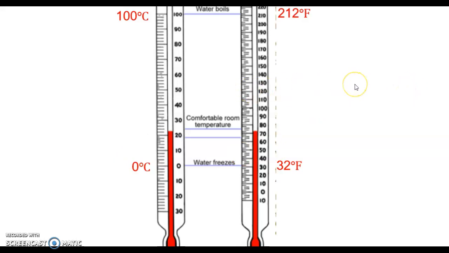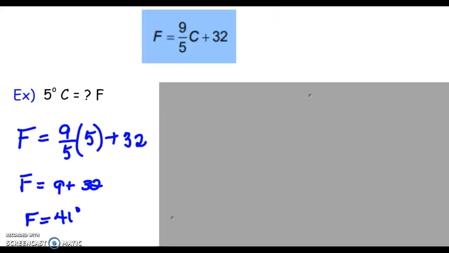In order to figure out how to convert between both of these, we would set up a system of equations and use some algebra to come up with that formula. I'm not going to do that in this video. We'll do that another time. We're just going to accept the formula that Fahrenheit is equal to 9/5 times C, the Celsius temperature, plus 32. And we can use that formula to convert between Celsius and Fahrenheit.